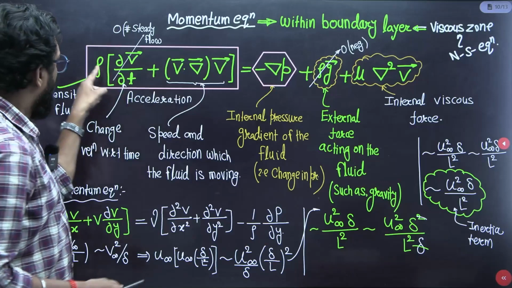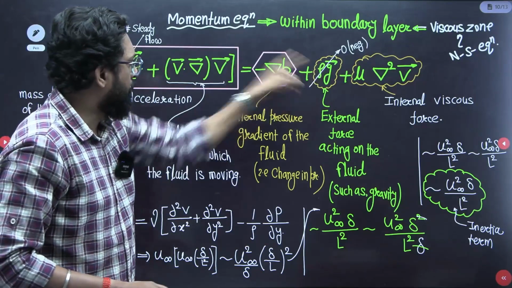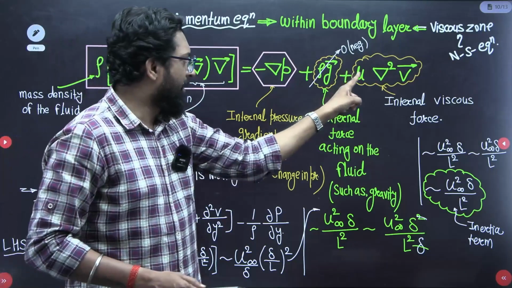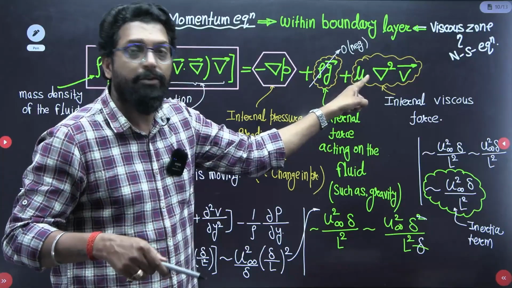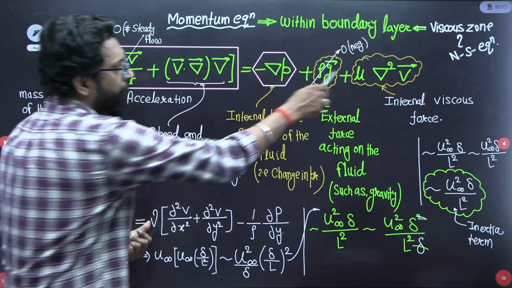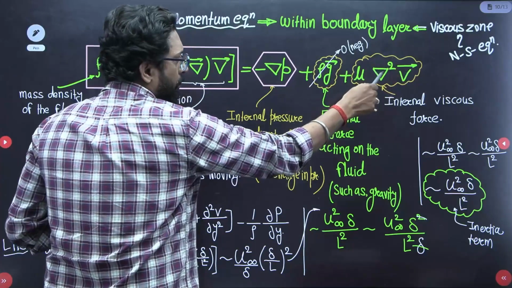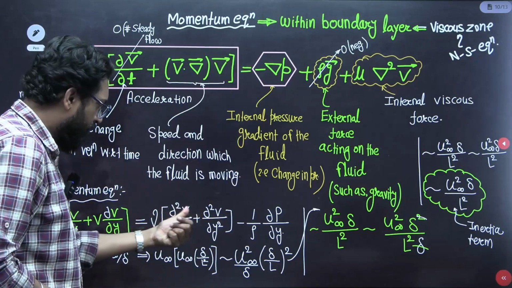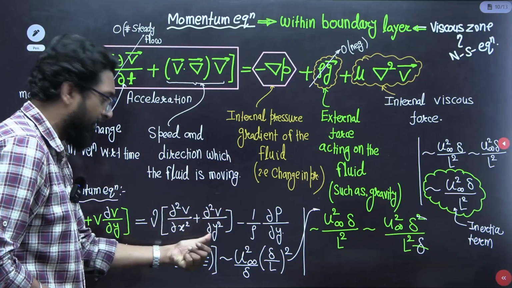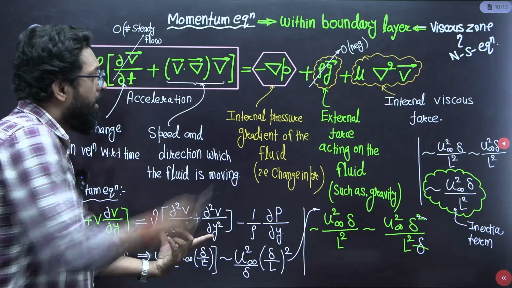Now divide by rho. So mu by rho is what? Kinematic viscosity. So there is a kinematic viscosity. Now this is a Laplace operator, so del square v. How do we write it in the y direction? Del square v is dou square v by dou x square plus dou square v by dou y square. That is okay. Now divided by rho.